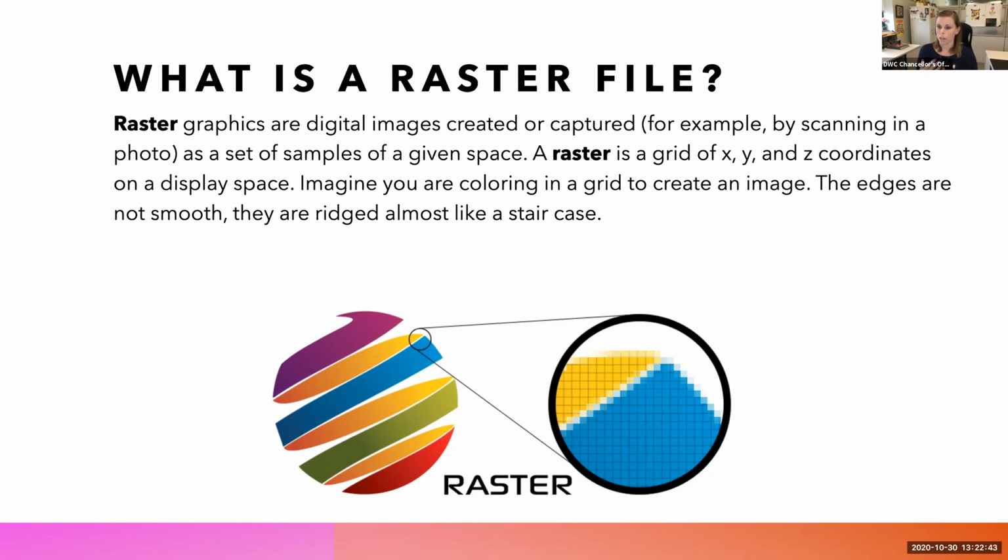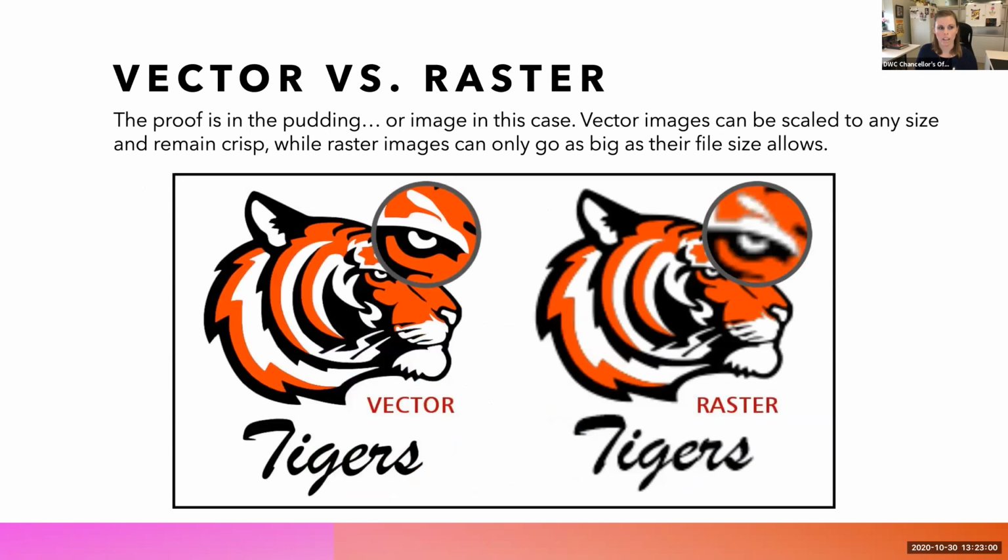Many times when I'm given a logo to redo, it's because it was never saved in the proper format. And so I recreate it to make it a vector file so that it can be used nice and crisp and clean, sort of revitalize it. So again, vector versus raster. The proof is in the pudding, or in the image. You can see the vector file is nice and crisp, but the raster file is extremely pixelated.